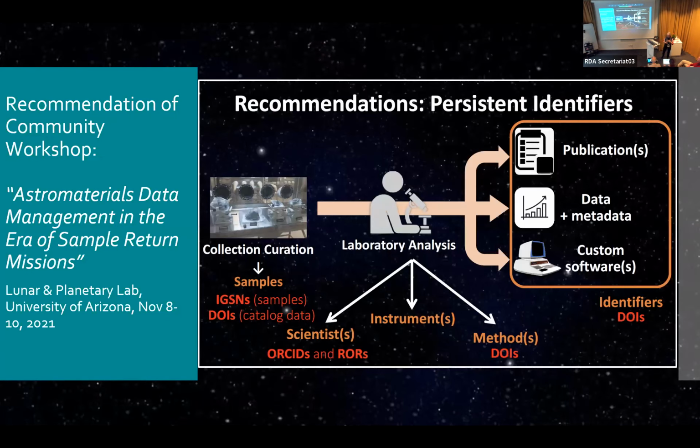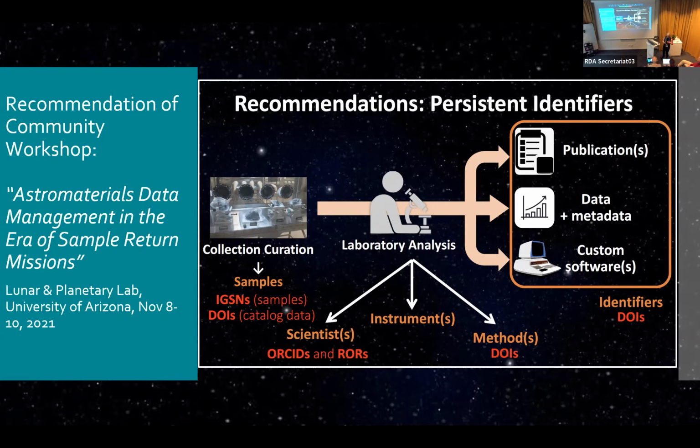So with a growing number, again, of sample return missions that NASA runs, OSIRIS-REx is one of them, but the next one coming up is Artemis, which is return to the Moon. Mars is the one planned for after that. There has been attention paid to how we're going to really archive and make this data accessible and how to involve the community. So a couple of years ago, we had a workshop in Arizona at the Lunar and Planetary Lab. And one of the recommendations really is the use of persistent identifiers for the management of these samples.